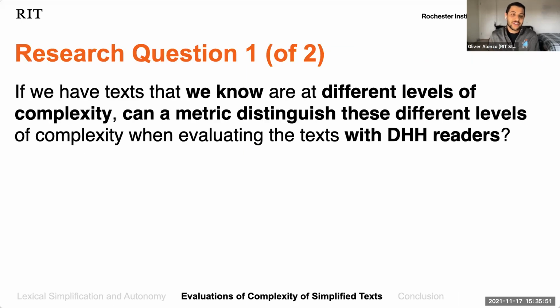And so the main research question in this study was, if we have texts that we know are at different levels of complexity, can a metric distinguish those different levels of complexity when evaluating them with deaf and hard of hearing readers? So this feels a little bit backwards as compared to how evaluations of text simplification are typically done, because typically you don't know the complexity of the output and you want to evaluate that. But in this case, we're evaluating the metrics. So we knew the complexity of the text that we're evaluating, and we want to see whether the metrics can distinguish those different levels of complexity.